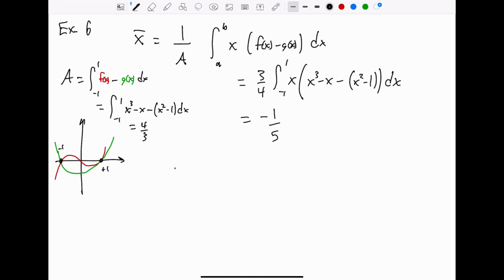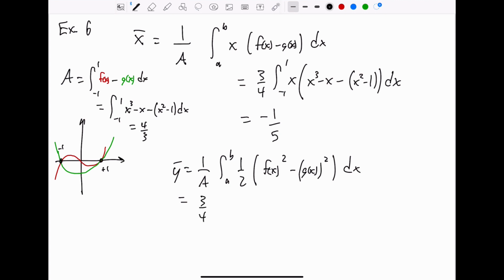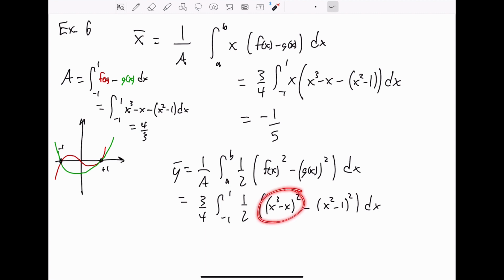Let's write down the y component for the centroid. The formula is 1 over a times the integral from a to b, 1/2 times f of x squared minus g of x squared, integrating with respect to x. 1 over a, that's 1 over 4/3, that is 3/4, integrating again from -1 to +1. And then f of x squared, that's x cubed minus x, quantity squared, minus g of x, quantity squared. Once again, if we wanted to, we could expand everything out here. We're integrating a polynomial, which should be a straightforward integral. But plugging this into Mathematica, we get the number -12 divided by 35.